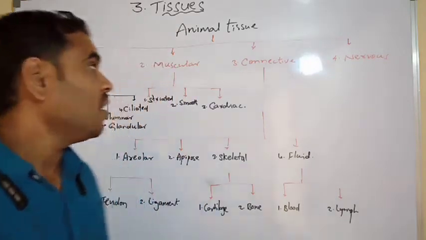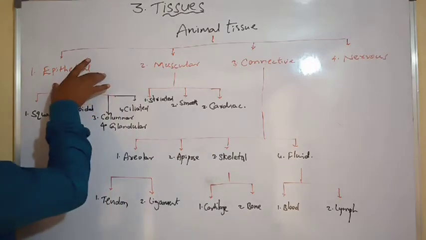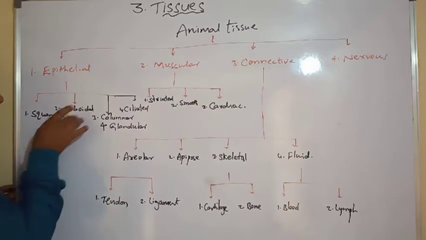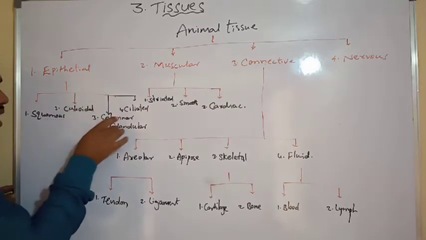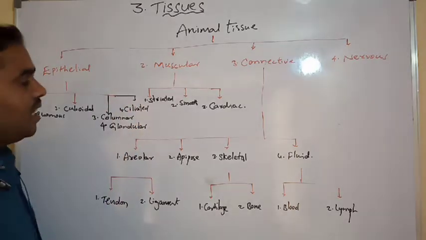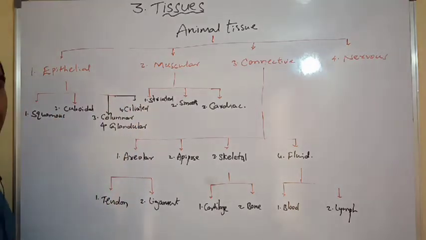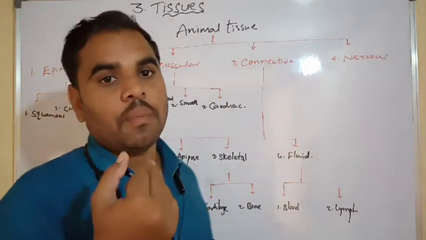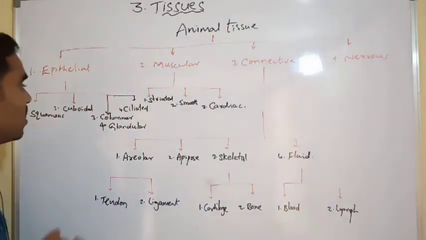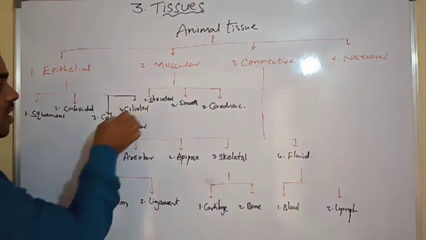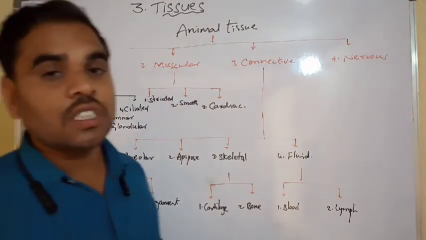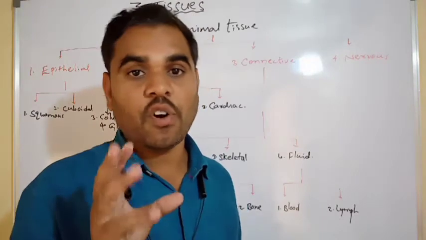Next, the epithelial cells are of types: squamous epithelial cells, cuboidal epithelial cells, columnar and glandular epithelial cells, and ciliated epithelial cells. Squamous epithelial cells are found in the wall of our mouth. All these cells are protective to our body.